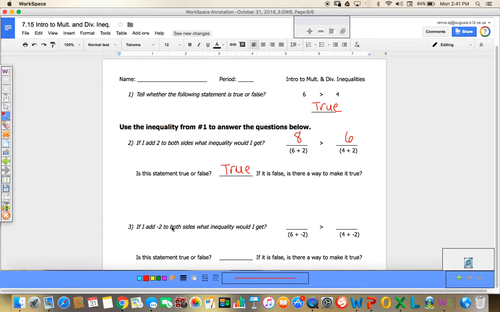Okay, if I add negative 2 to both sides, what inequality would I get? So what is 6 plus negative 2? Okay, the answer is 4, because when we're adding 2 different signs, we subtract and keep the sign of the most. And 4 plus negative 2 is 2. So 4 is greater than 2. So I added negative 2 to both sides, and the statement is still true. Okay, moving right along.